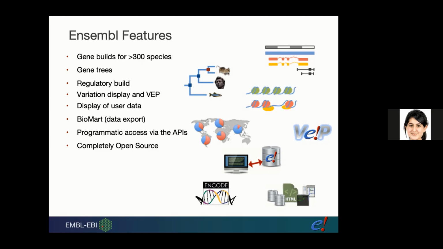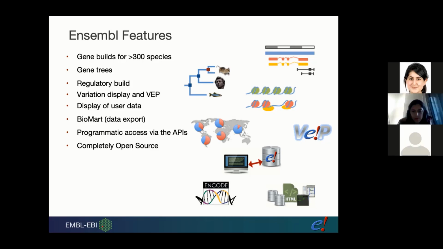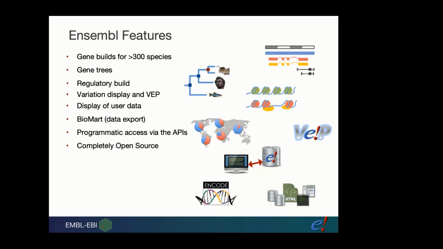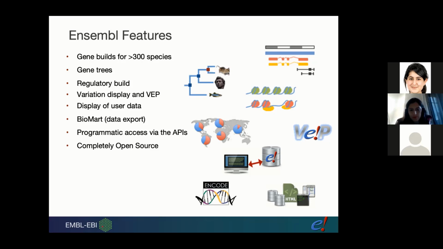And we have variation data and a web tool. This is the Variant Effect Predictor tool, which allows you to annotate your own variation data. We also allow you to visualize your own data, so you can plot your data against the genome in the browser. And then we also have BioMart, which is our online data export tool, allowing you to export Ensembl data in bulk. We also support programmatic access to our data via our APIs. We have a Perl API and also a REST API, which is language agnostic. And finally, Ensembl is completely open source. It's open access and it's free to use.